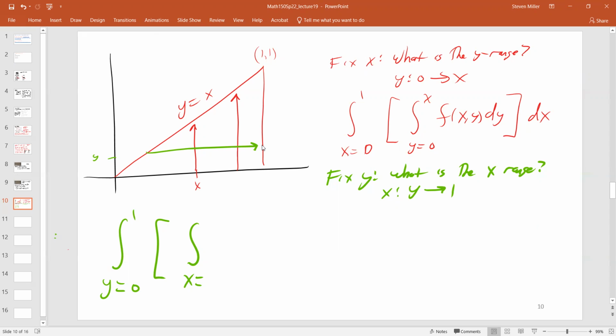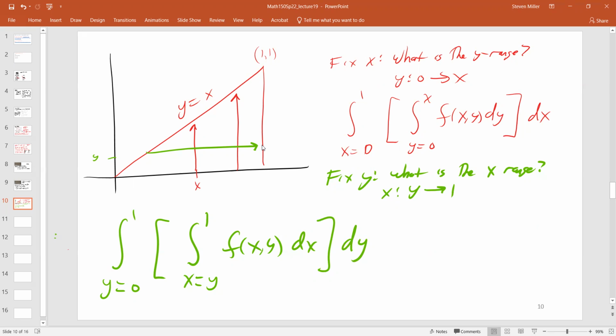And so x goes from y to 1, f of xy dx dy. And so this is how we would integrate a nice function over the triangle. So the triangle has finite area. So if my function is continuous, any continuous function is going to be bounded. I can use the Fubini Theorem. I can do either integration.